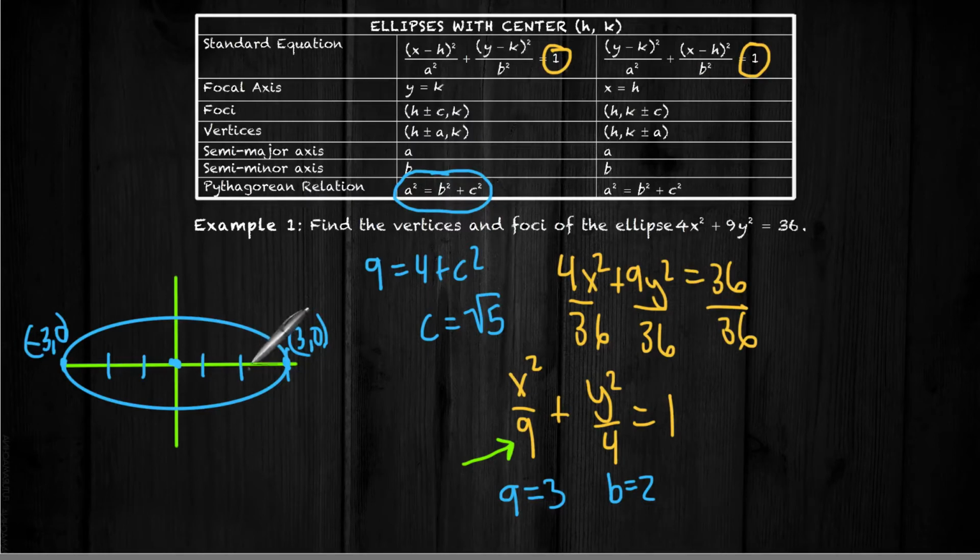So there's going to be a foci, let's see, root 5 is about 2.2. So maybe in red we'll put the foci. So there's going to be a focus right there and a focus right there. So it's going to have coordinates of (root 5, 0). And then the other one is going to be (negative root 5, 0).